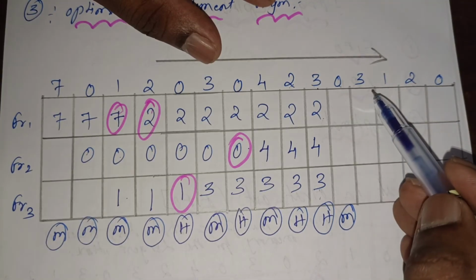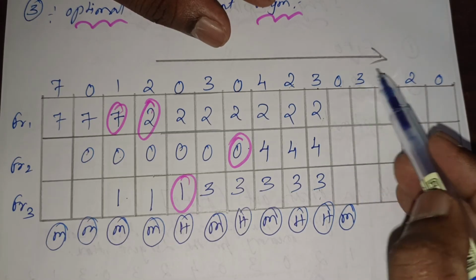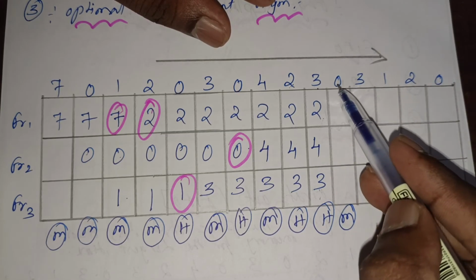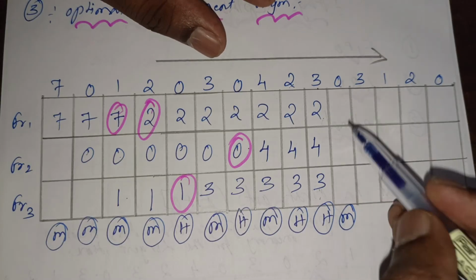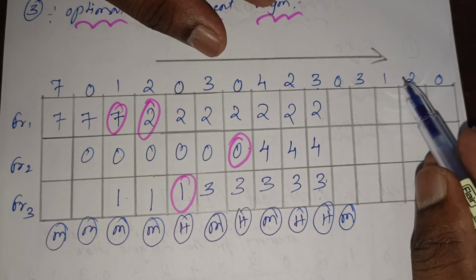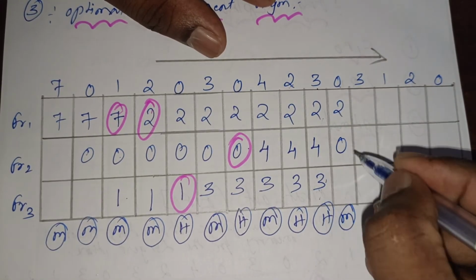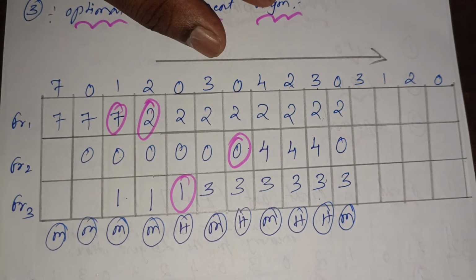So now which particular page will be replaced here? 4 is not used in future. So this 0 will take the place of 4. See here, 2 is also used in future, 3 is also used in future. So 4 is not used in future. So 2, 0, 3. So the replaced one is 4.